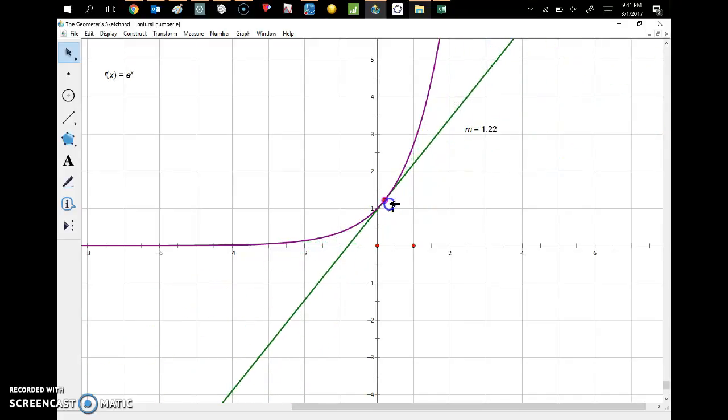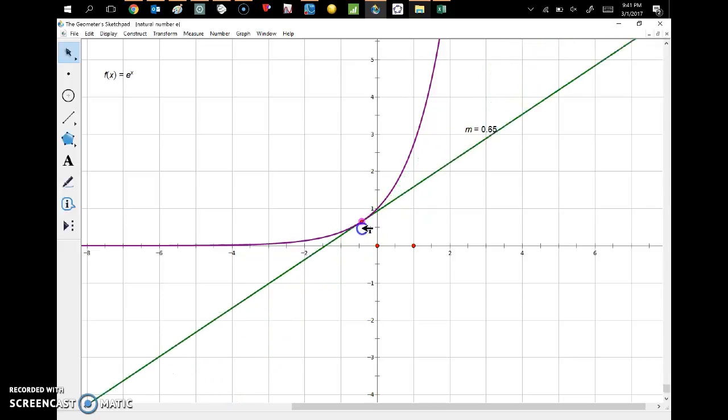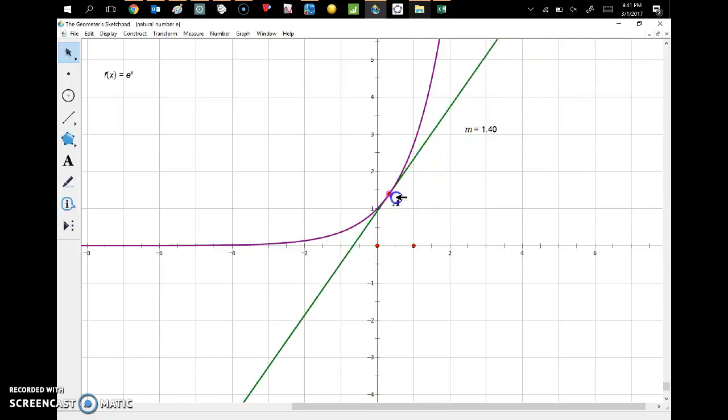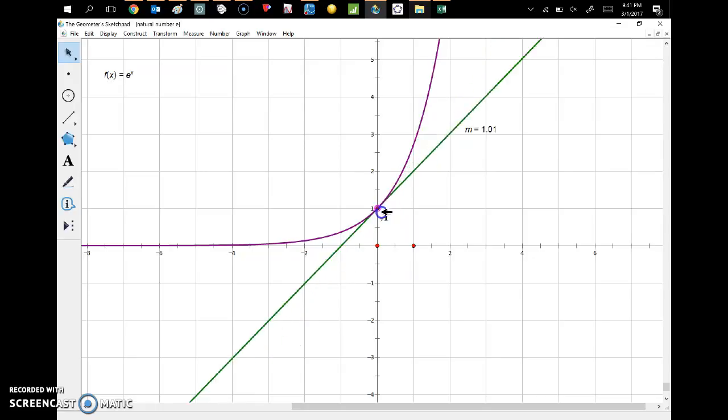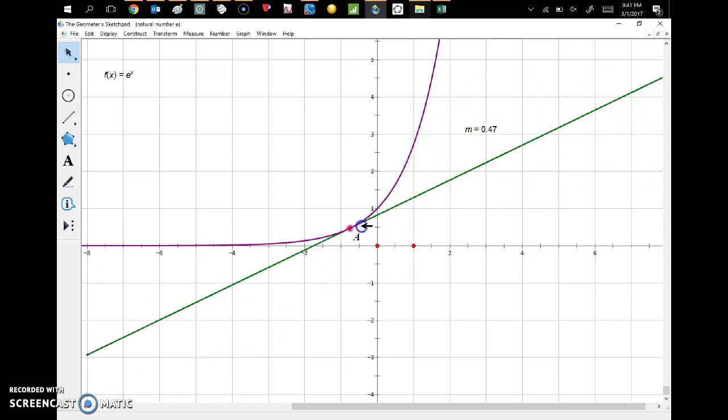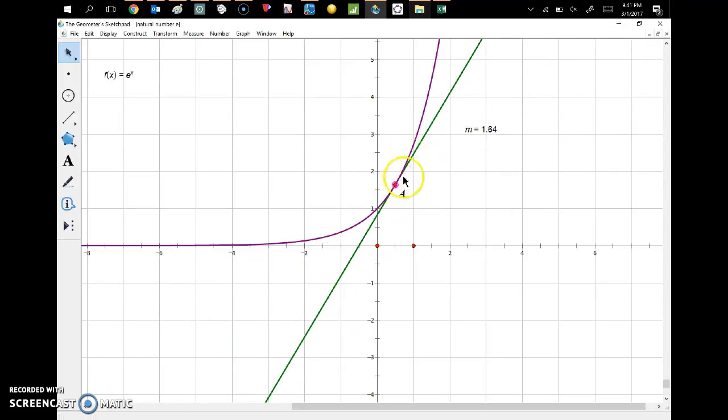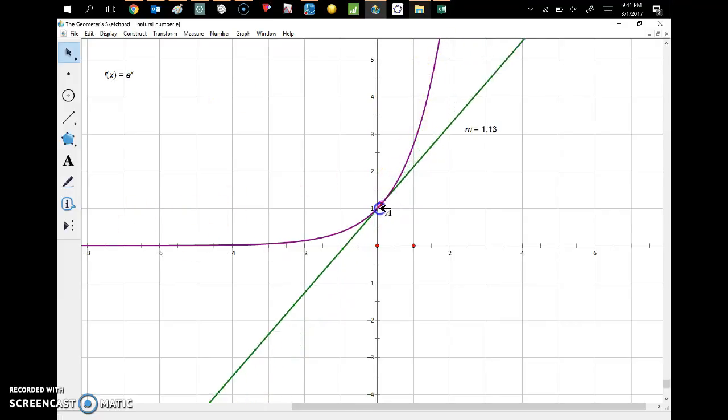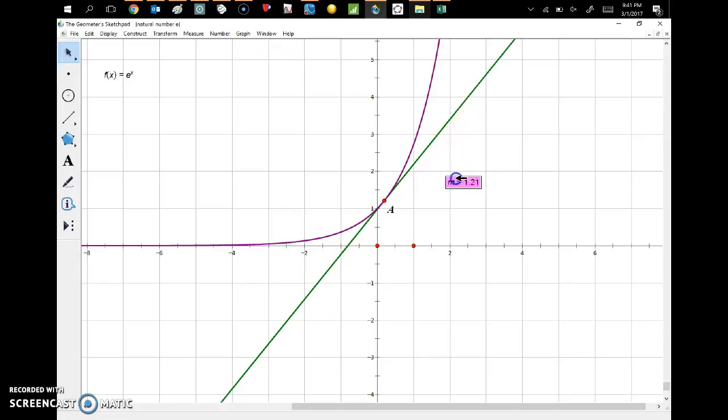Now in geometry, you guys talked about what it means to be tangent to a circle. And a tangent line to a circle just means it touches at one spot and only one spot. Well, that's kind of what a tangent line is as well. As you can see, this line touches the exponential function at just one spot. So this measure right here is the slope of this line.